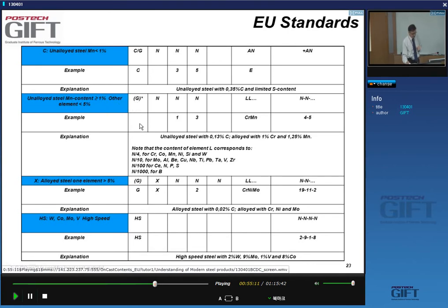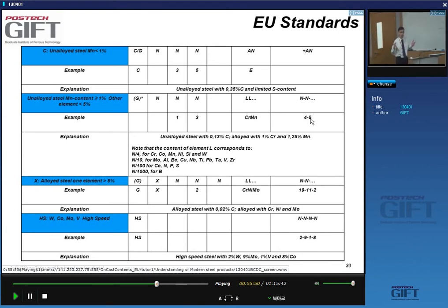Then the second one is where you don't have any symbol. For instance, 13 chrome manganese 4-5. Let me perhaps write how it would look on paper. So 13 chrome manganese 4-5. So there's no letter here, nothing in front. That means the amount of alloying elements is between 1 and less than 5.